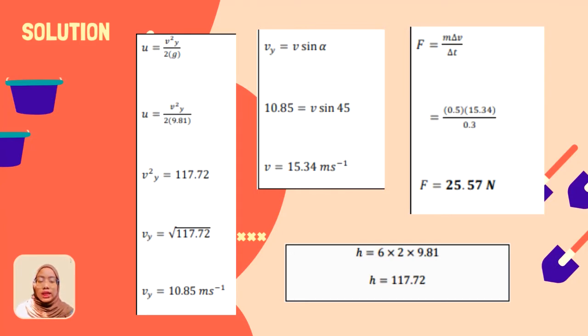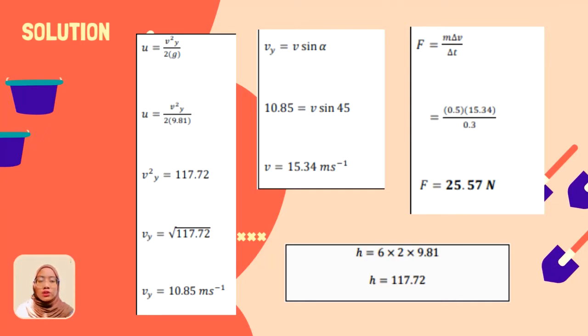But now, we need the final value for the ball from the air to the ground, which is v. So we use this equation, which is v_y equals v sine alpha. So v_y is 10.85 equals v sine 45. So we will get v equals 15.34 meters per second.